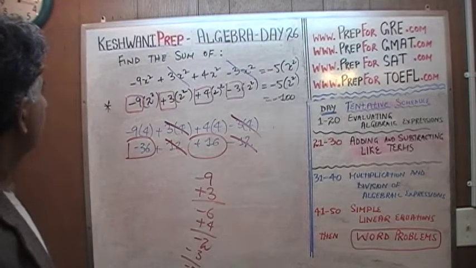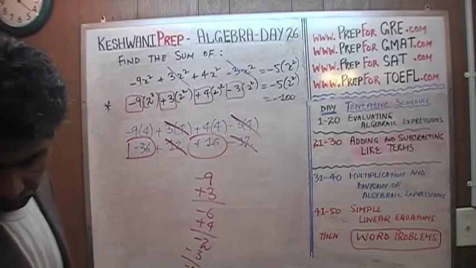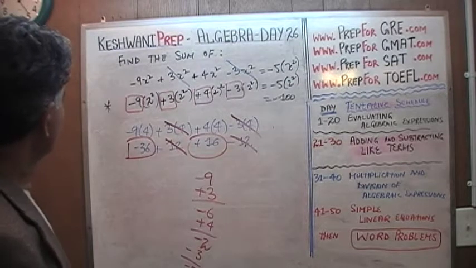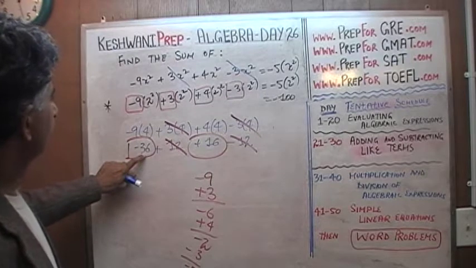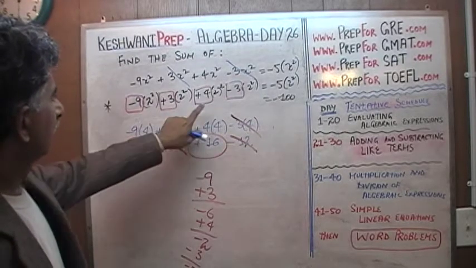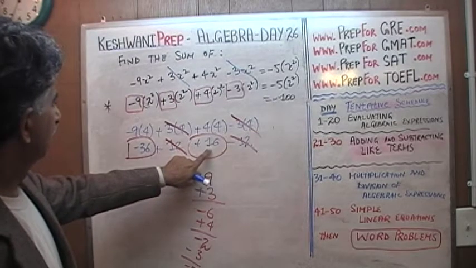Negative 9 times x squared. Did I make a mistake? It is negative 5, I have in my notes. Negative 9 times 4 will be negative 36. This drops out. This is 4 times x squared, which is 4 times 4, which is 16.